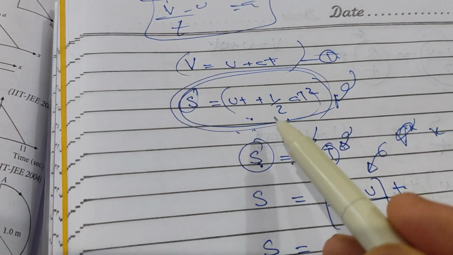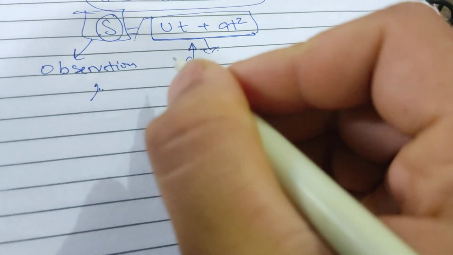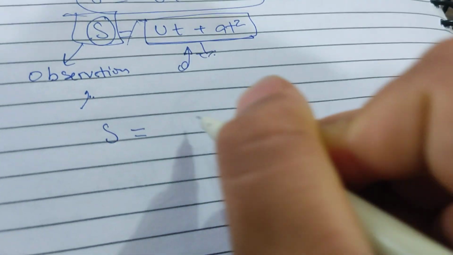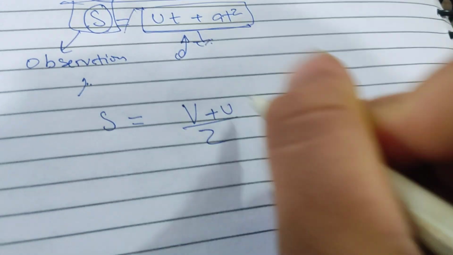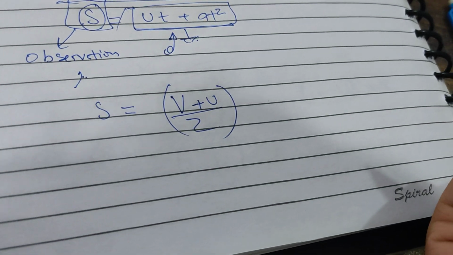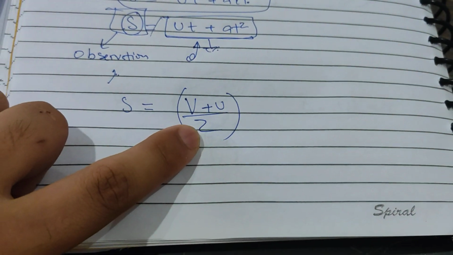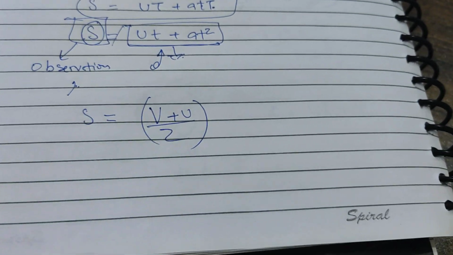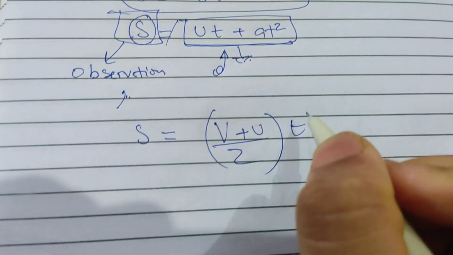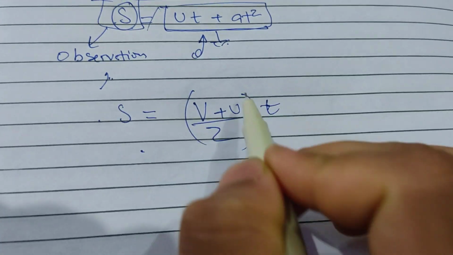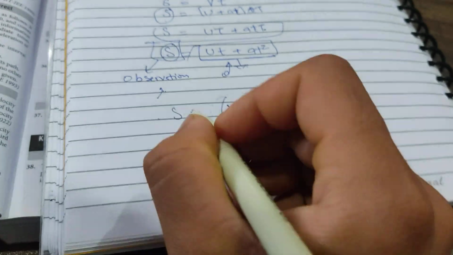But now the question is, why do we get this half, right? We could also do this as s is equal to v plus u divided by t. It gives us the average velocity, right? So if it gives us the average velocity, we multiply it by time, because s by t is equal to this velocity, right?